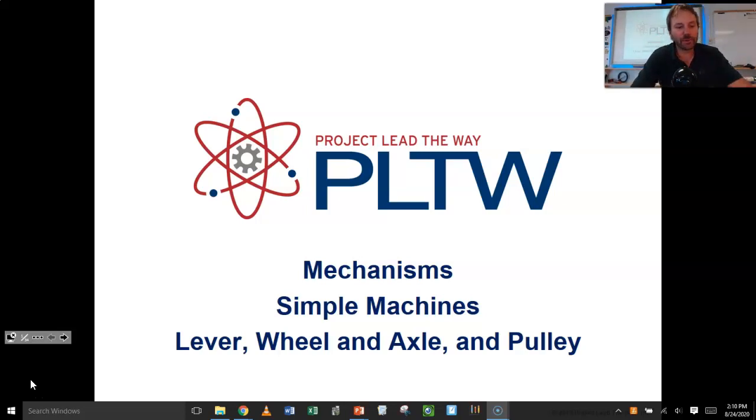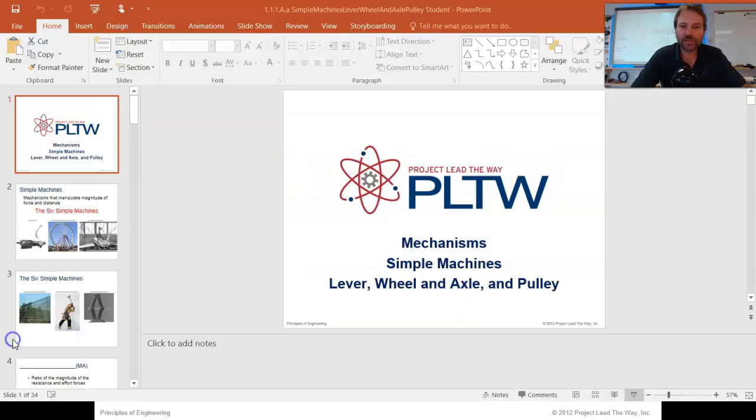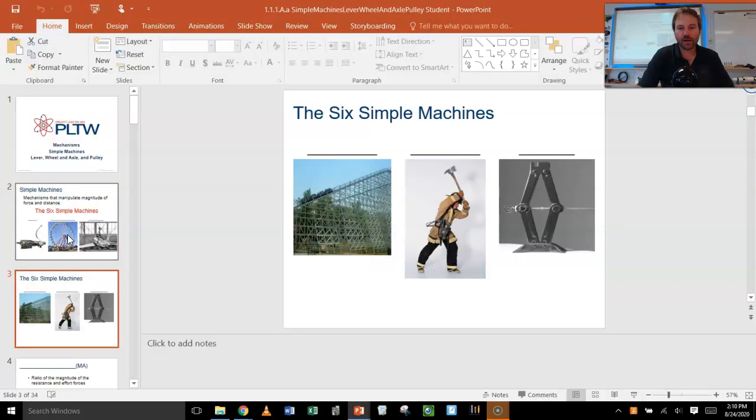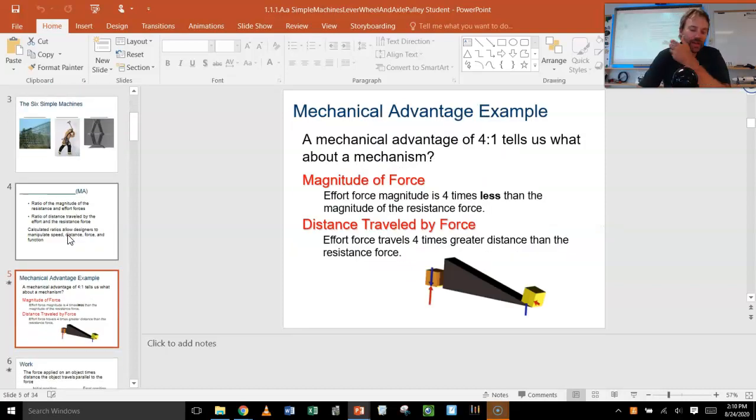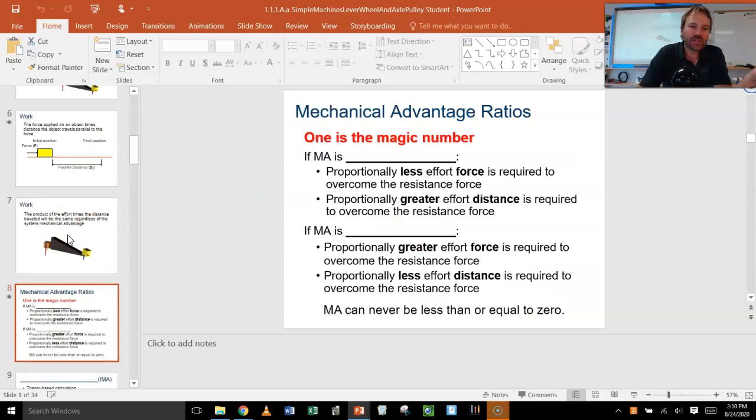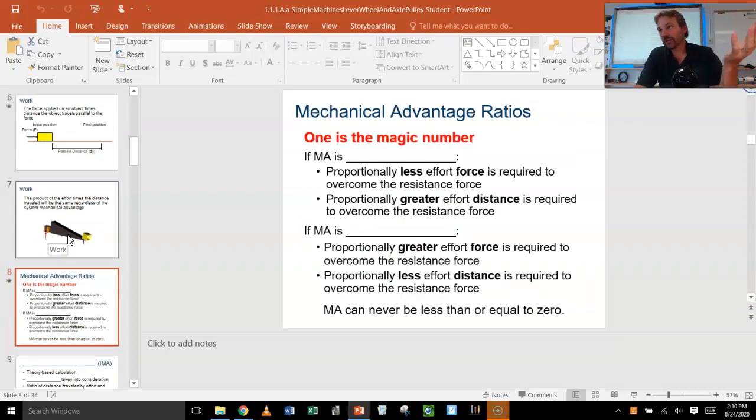And we're going to talk about the wheel and axle and pulley. In Part 1, we went through a lever, and we talked about the three different types of levers. We talked about actual mechanical advantage, which is the forces. Ideal mechanical advantage, which is distances.